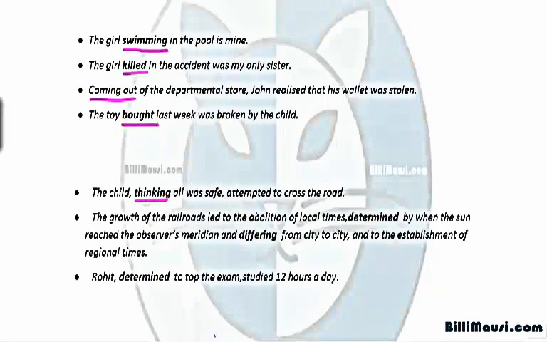Thinking. The growth of the railroads led to the abolition of local times, determined by when the sun reached the observer's meridian and differing from city to city, and to the establishment of regional times. Here we have two participles, determined and differing. They have been made bold beforehand. In the next sentence, Rohit, determined to top the exam, studied 12 hours a day.